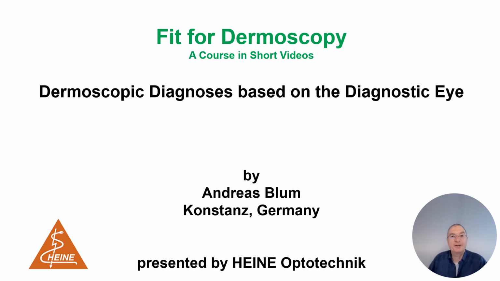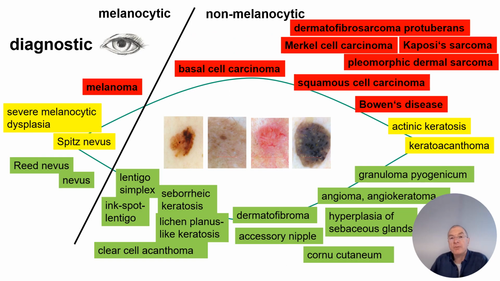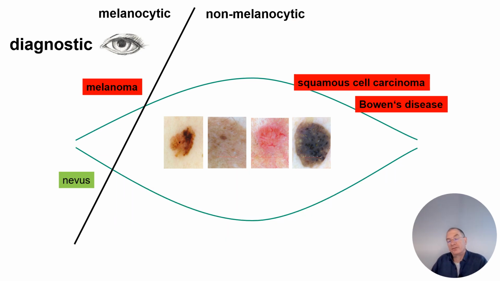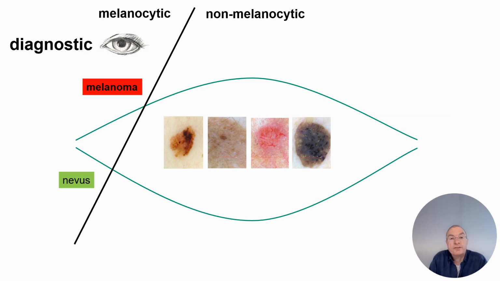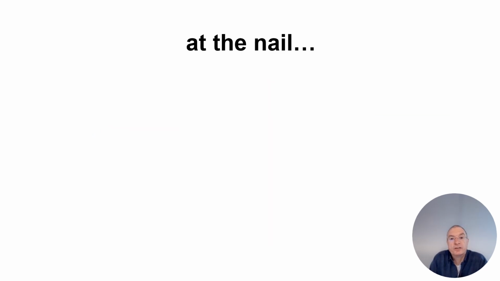Welcome again to Fit for Dermoscopy, and in this section we will talk about nails. I have a very deep respect for nails and lesions underneath or at the nails because we can't see everything. So in which diagnosis do we have the most interest of our diagnostic eyes? This is the nevus versus melanoma, and on the other side, for example, Bowen's disease or Bowen's carcinoma. So let us start with melanoma versus nevus.